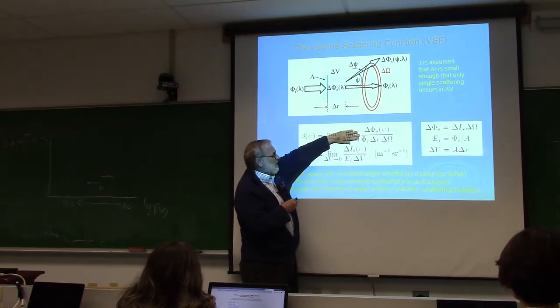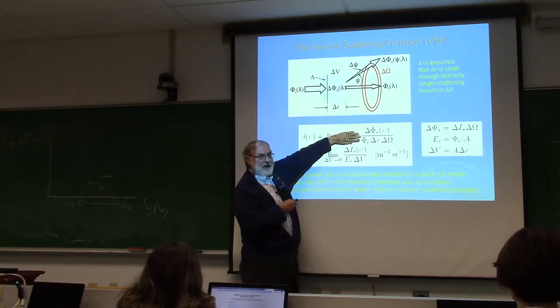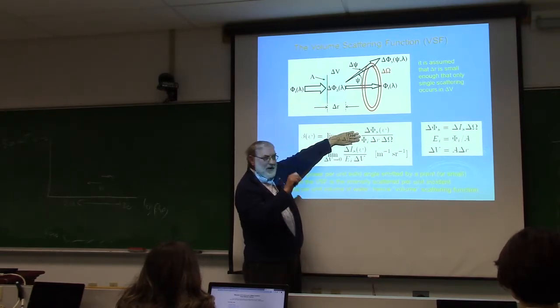Now, if you have an instrument, you stop right there and say, okay, I know the delta r, maybe that was 1 centimeter. I know the delta omega of my instrument, maybe that's 0.1 steradians. I measured what was scattered here, the power collected. I know the power that went in, and that's my value for the volume scattering function.